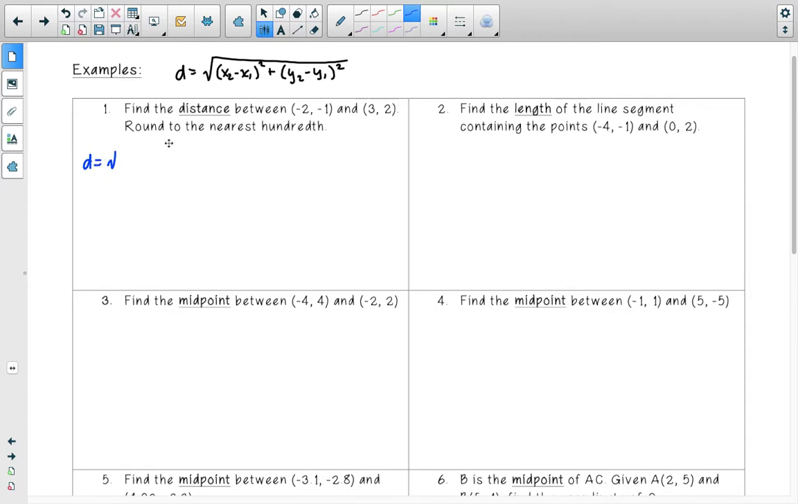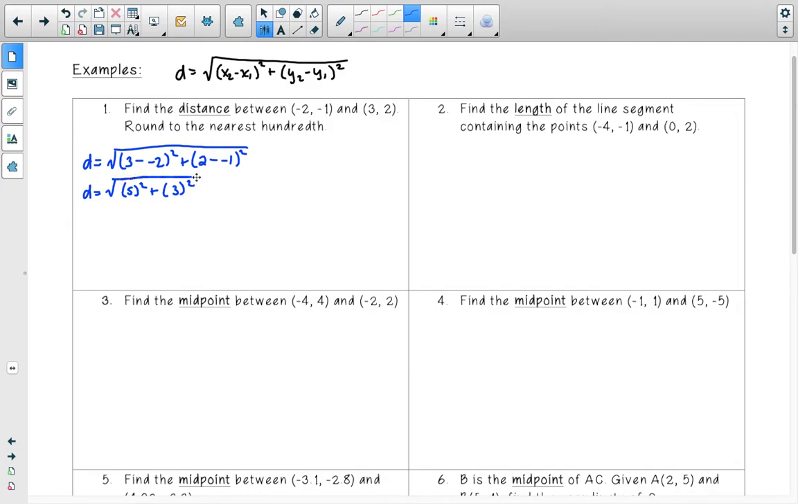So the distance is equal to the square root of (x sub 2, I'm going to use 3, minus x sub 1, which is -2) squared, plus (y sub 2, which is 2, minus y sub 1, which is -1) squared. I'm going to simplify this. Distance is equal to the square root of 3 minus a -2, which is really 3 plus 2, which is 5, squared, plus 2 minus a -1, which is really 2 plus 1, becomes 3, squared.